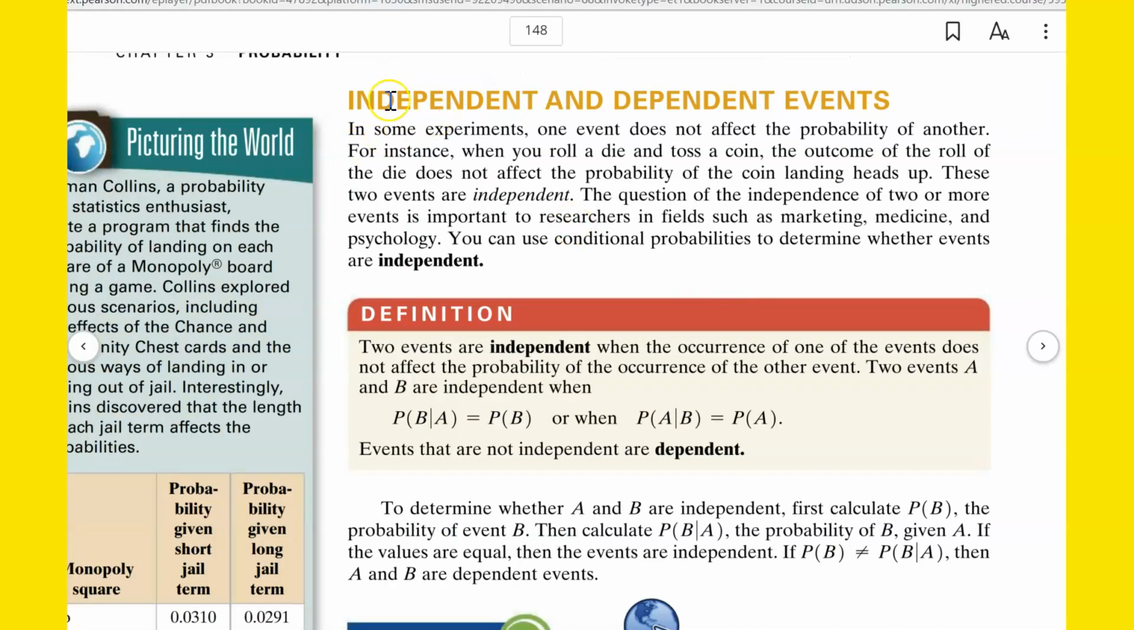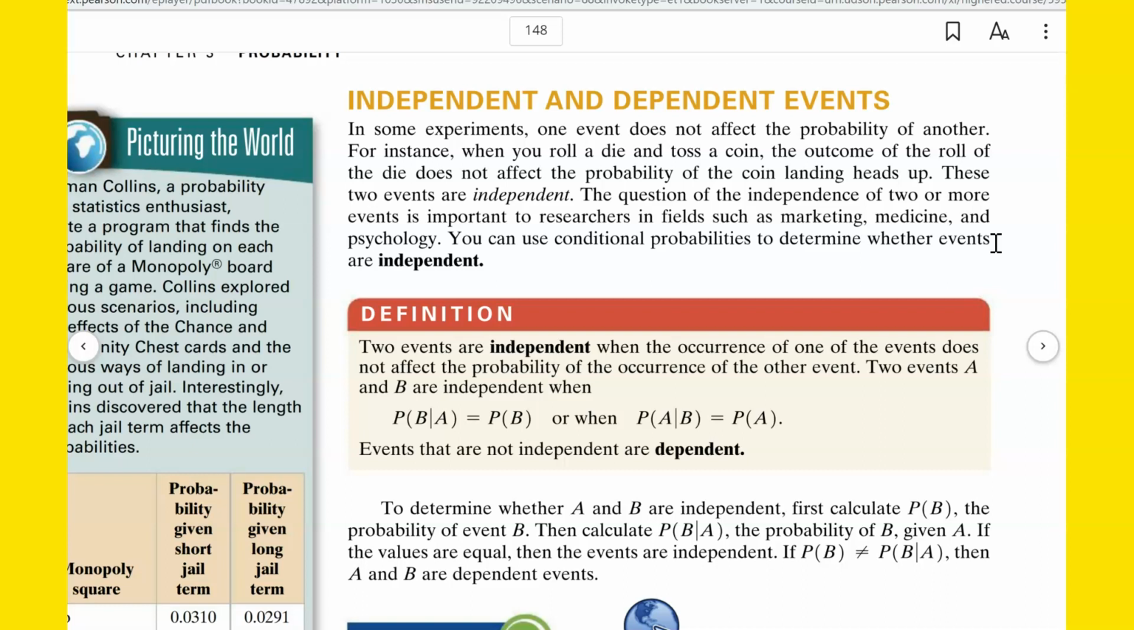All right, so now we're going to talk about the definition of independent or dependent events. In some experiments, one event does not affect the probability of another. For instance, when you roll a die and toss a coin, the outcome of the roll of the die does not affect the probability of the coin landing heads up. These two events are independent. They don't affect one another.